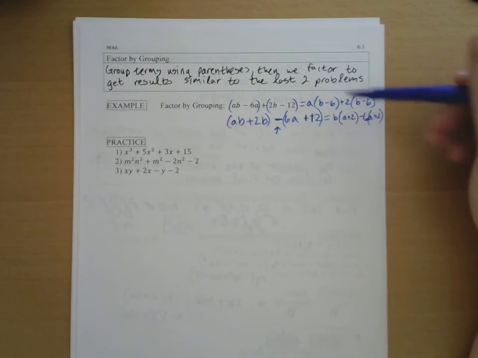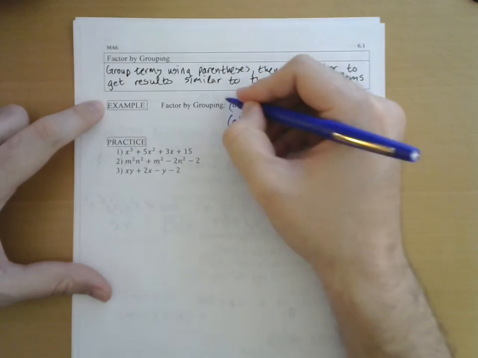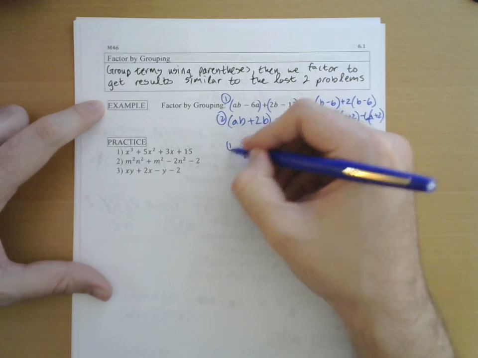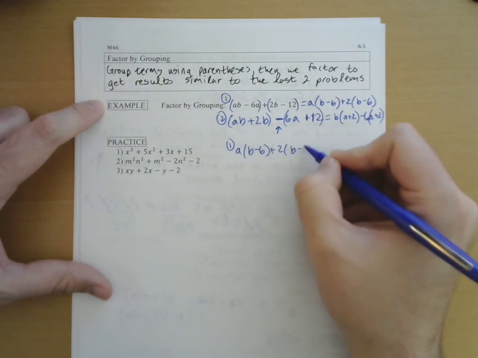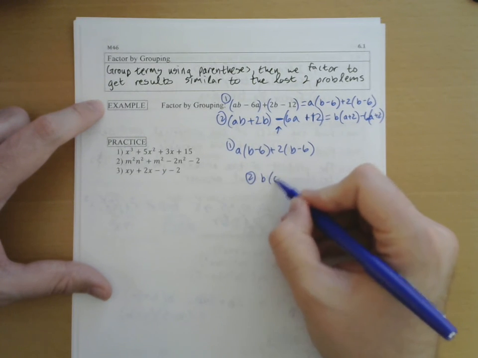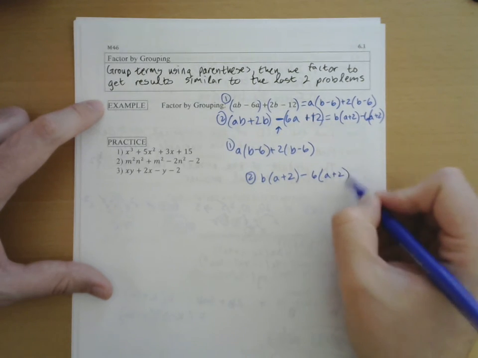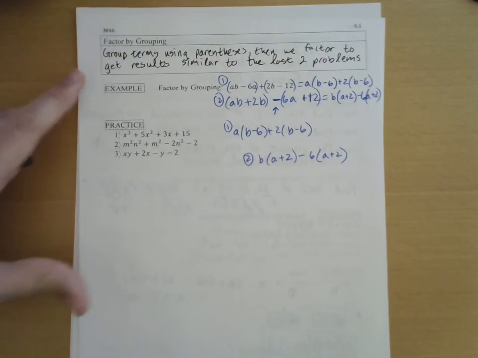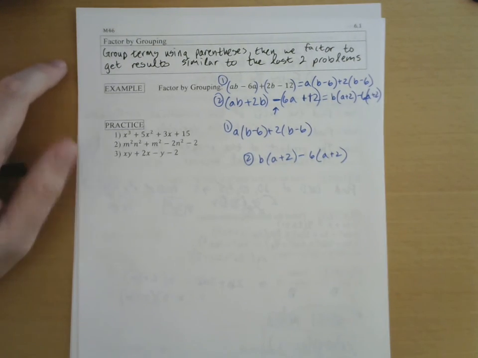Now notice we have two different expressions. So we have A times, let's say this is 1 and 2. So we have A times B minus 6 plus 2 times B minus 6. And for number 2 here, we have B times A plus 2 minus 6 times A plus 2. Now we know, as I just said, we factored correctly. We have the same binomials in each pair, so we know we've done it right.